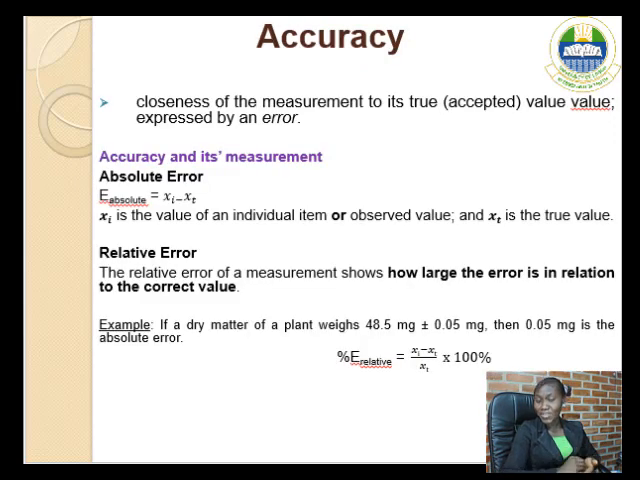Now let's talk about accuracy. We've been talking about accuracy all along. So what is accuracy? Accuracy is the closeness of the measurement to its true value, or what we call the accepted value, and is usually expressed by an error. We can have the measurement in terms of absolute error or relative error. The absolute error is just the difference of the true value from the observed value, while the relative error is the absolute error divided by the true value multiplied by 100%, as the equation can be seen from here. So take a look at the example. It's also embedded in your module too for proper understanding.